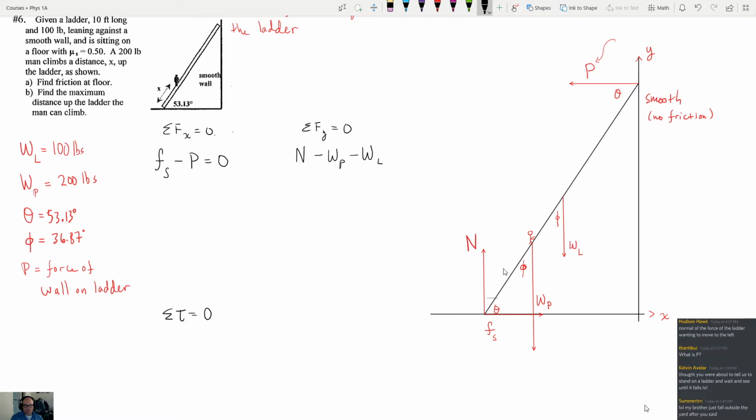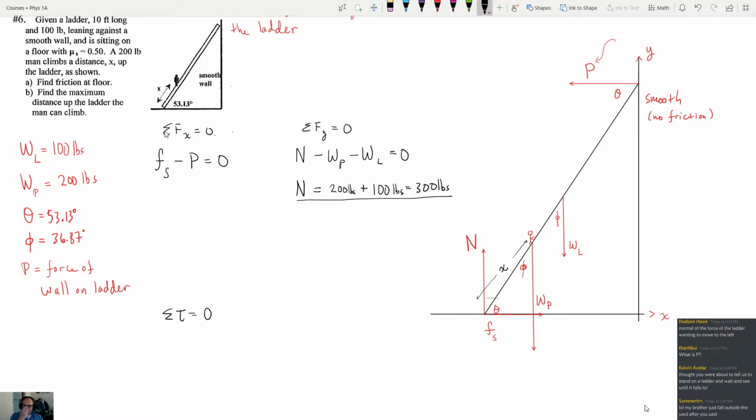Let me actually add one other thing in here. This distance is x out to where this person is, right? That distance is x. Okay. Looks like that's it right there. This actually allows us to exactly calculate what the normal force is, right? The normal force is going to be equal to the weight of the person, which was 200 pounds, plus the weight of the ladder, which is 100 pounds. So this is 300 pounds. Really simple. Right? That's our normal force.